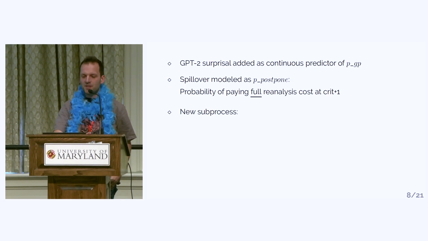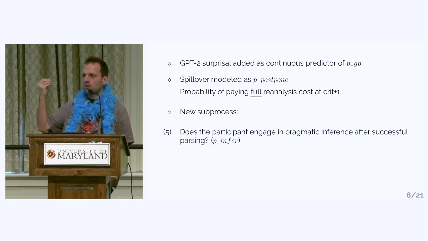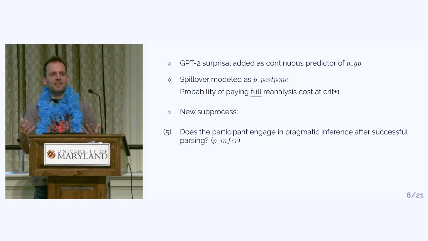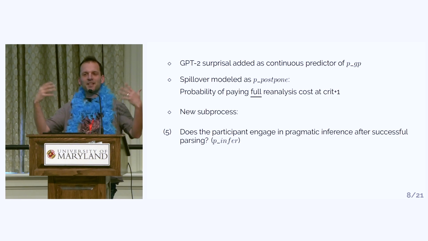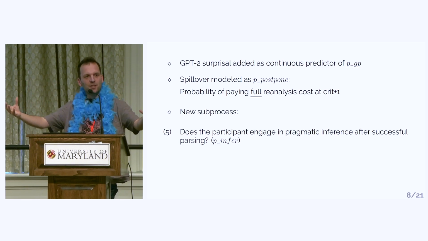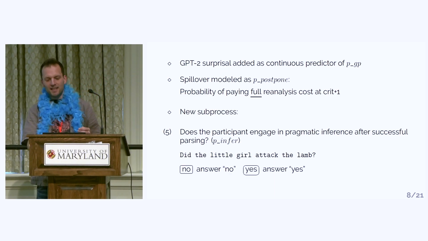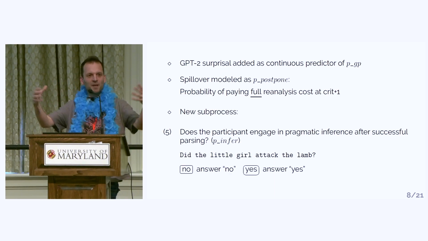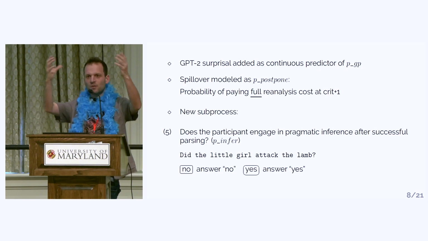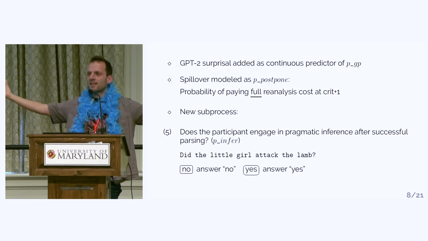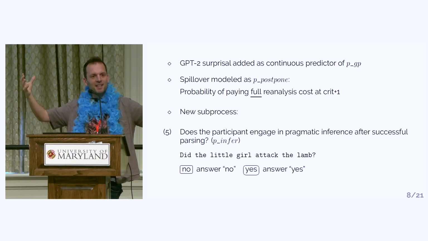And we introduced a new sub-process to cover comprehension questions. So the idea is, if I'm the participant and I got the reanalysis right and I have the correct structure, and now I'm asked, did the little girl attack the lamb? I might still answer yes if I engage in pragmatic inference. So maybe if the question is being asked of me, maybe the girl did attack the lamb after all, even though the syntax doesn't license that meaning.